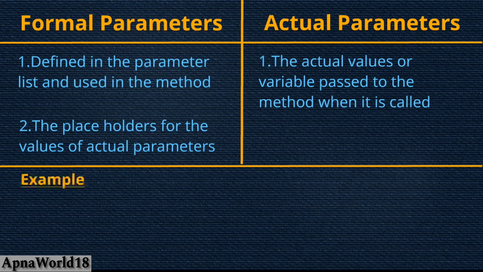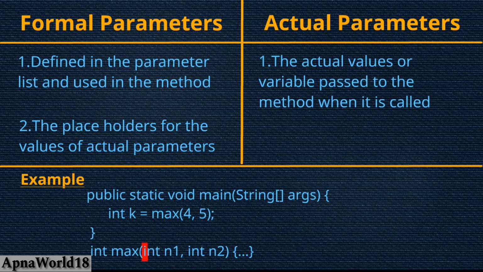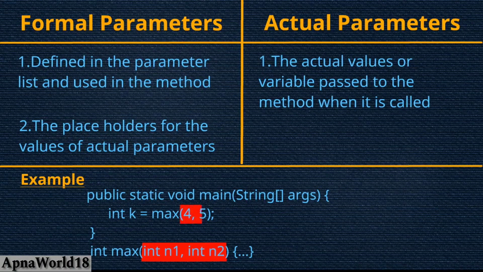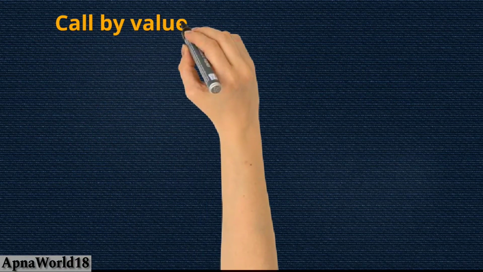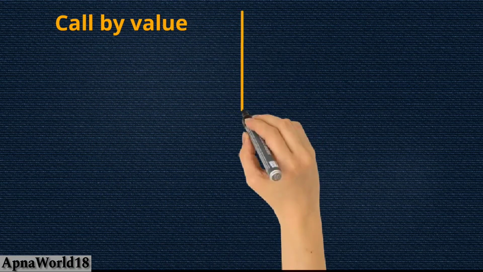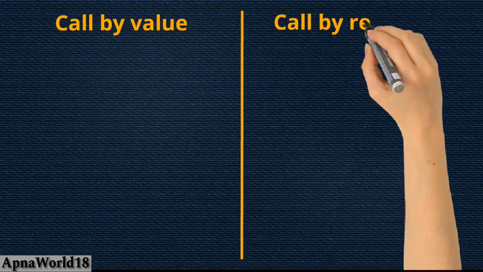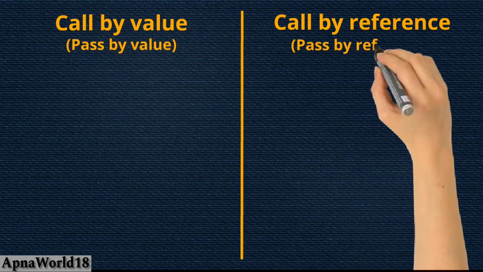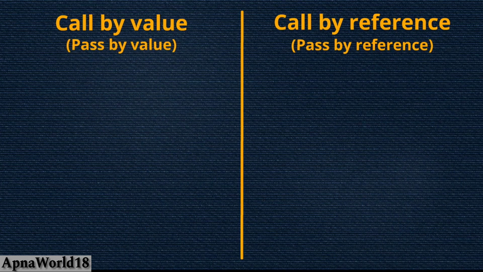So if you see this example, we were passing int value n1 and n2, which are the formal parameters, but numbers 4 and 5 are the actual parameters which are being passed. Now there are two ways of invoking methods. One is call by value and other is call by reference, also called as pass by value or pass by reference. Let's understand pass by value first.